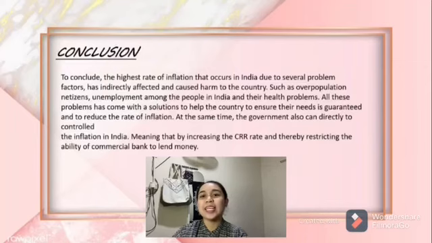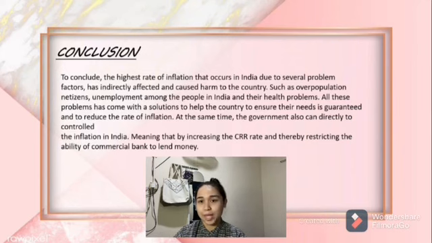To conclude, the highest rate of inflation that occurs in India due to several problem factors has indirectly affected and caused harm to the country, such as overpopulation, unemployment among the people in India, and also their health issue problems. All these problems come with solutions to help the citizens of the country to ensure their needs are guaranteed and to reduce the rate of inflation.